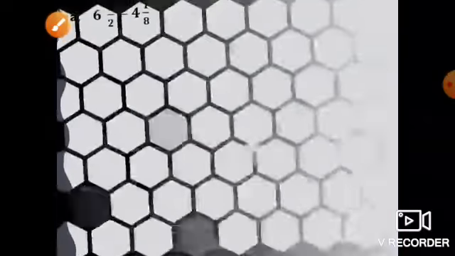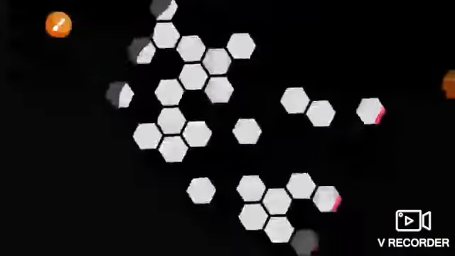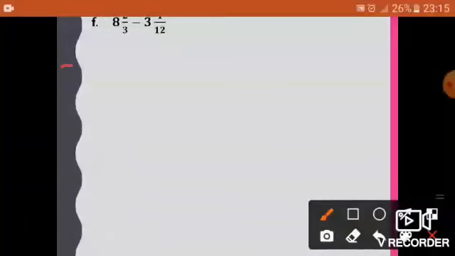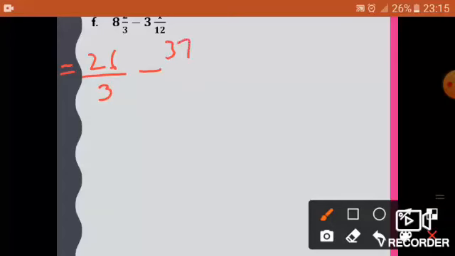Procedure for mixed numbers. Let's check out another example. It's part F of your exercise. So the same procedure: we need to convert the mixed number into an improper fraction. 8 times 3 is 24. 24 plus 2 is 26 upon 3. Minus 3 times 12, 36 plus 1, 37 upon 12.